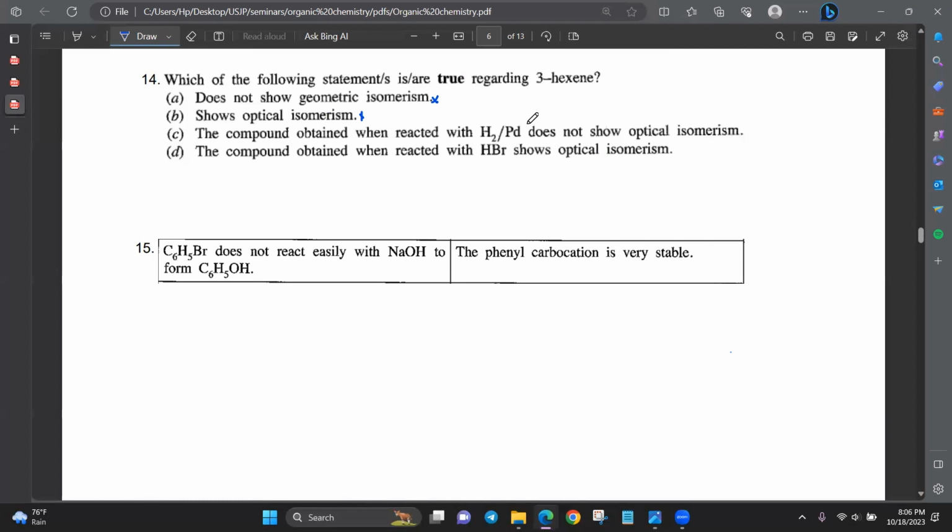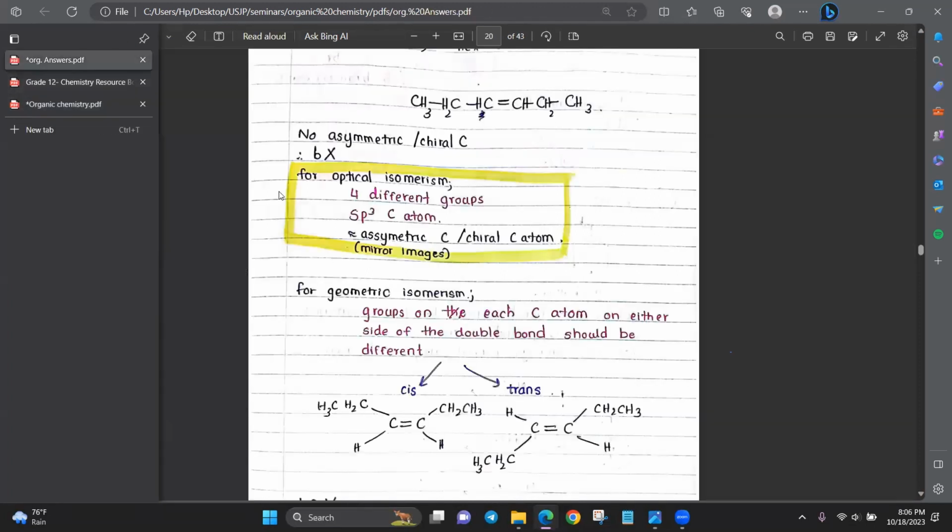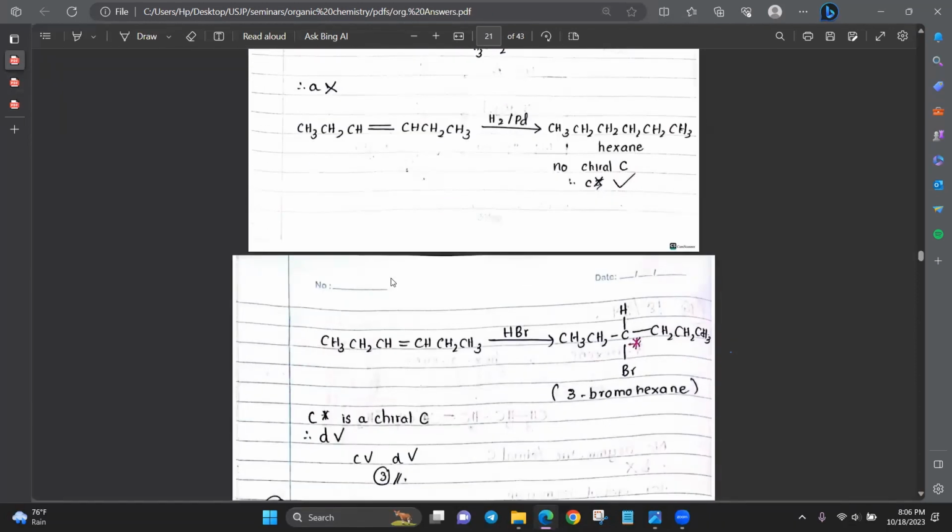The compound obtained when reacted with H2 palladium does not show optical isomerism. H2 palladium is a reduction reaction. Across the double bonds, hydrogen will get attached. That is all. For unsaturated compounds only, this reaction will take place. So there is a double bond, and when it reacts with H2 palladium, hexane will be formed. In this, is there a chiral carbon? Can you see an sp3 carbon with 4 different groups attached? No. So that means the C statement is correct.